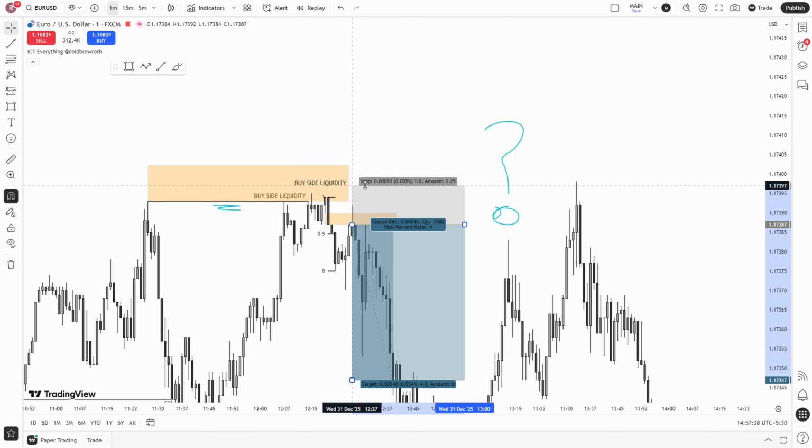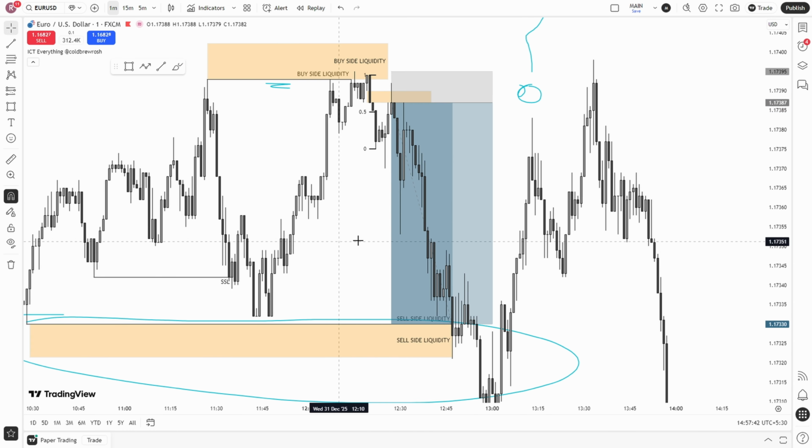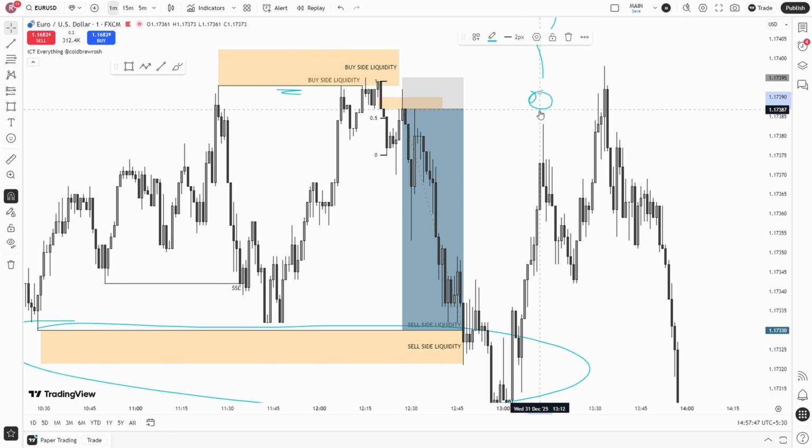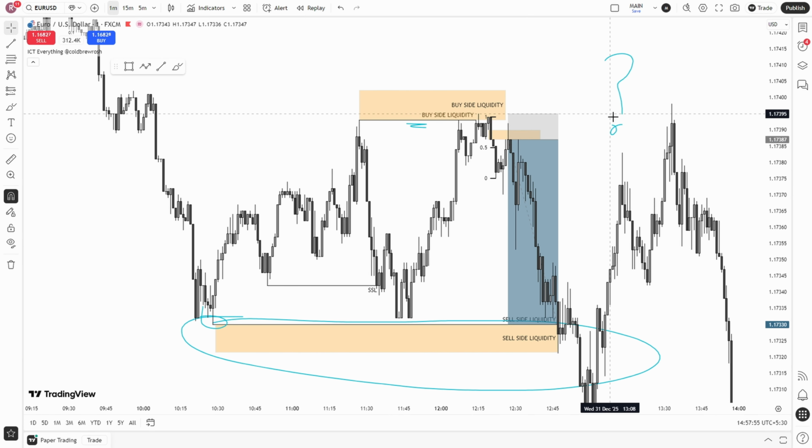So once price taps into this fair value gap in premium, this is where I can look to execute my short entry. From there, my target is very simple. I'm targeting the opposing external range sell-side liquidity, and you can see how clean this move plays out, respecting the fair value gap, continuing lower, and delivering perfectly into that sell-side liquidity. So this can also be considered a completely valid trade setup.